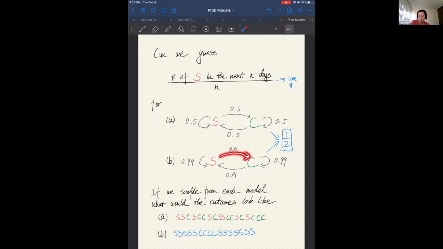There is a small probability it will jump to C. And then what happens here is that the particle will just continue staying at C at each of the next few time steps. So we see a sequence of continuous C's, the letter C, and then I'll switch back to S. All right.